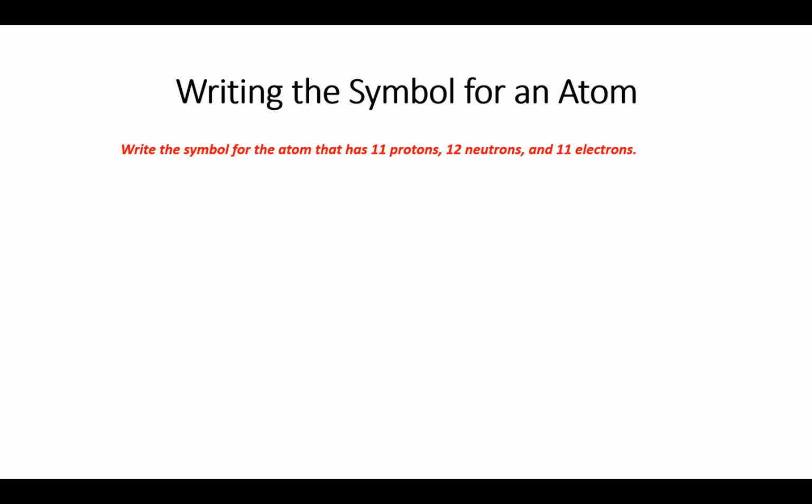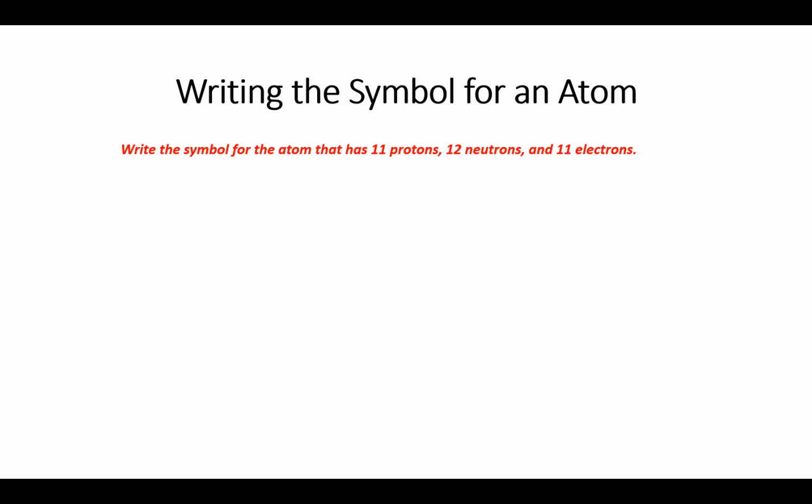Let's go on to our next topic here, which is how do I write the symbol for an atom? The symbol for an atom is a useful tool. It's a concise way that chemists show important information about the atom. Let's talk about the important aspects of it and where we put what. Let's try to get familiar with this.